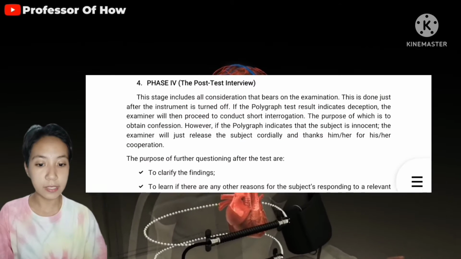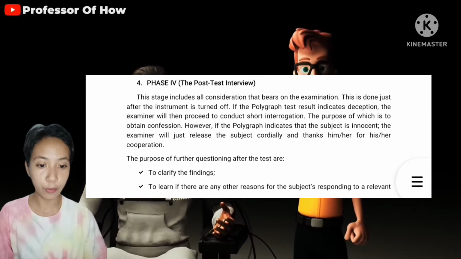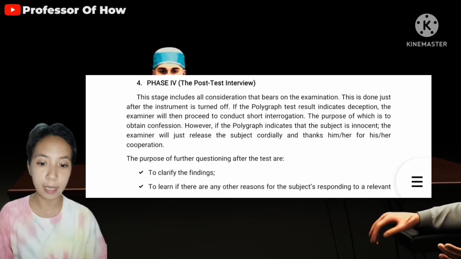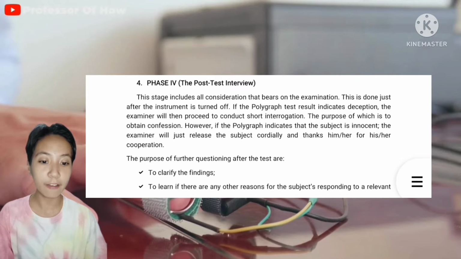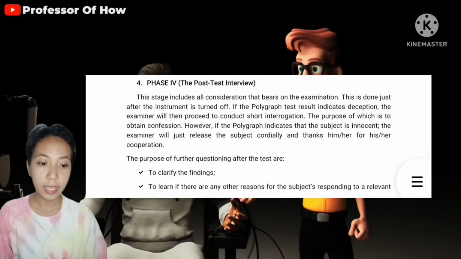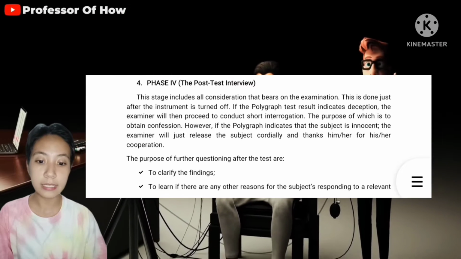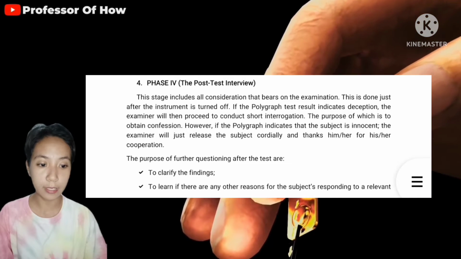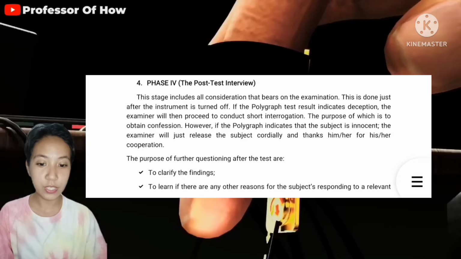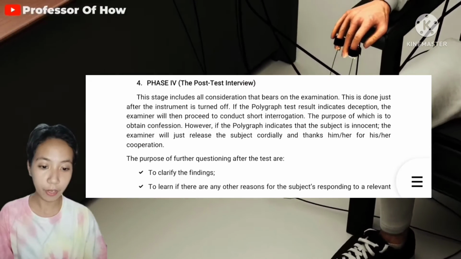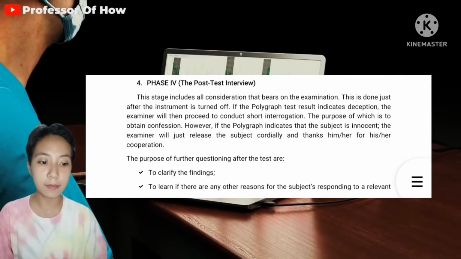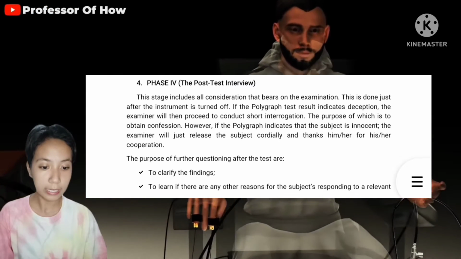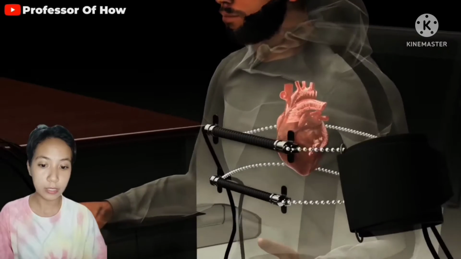Last is phase 4, the post-interview, and this stage includes all considerations that bear on the examination. This is done just after the instrument is turned off. If the polygraph test result indicates deception, the examiner will then proceed to conduct a short interrogation, the purpose of which is to obtain a confession. However, if the polygraph indicates that the subject is innocent, the examiner will just release the subject cordially and thank him or her for his or her cooperation.